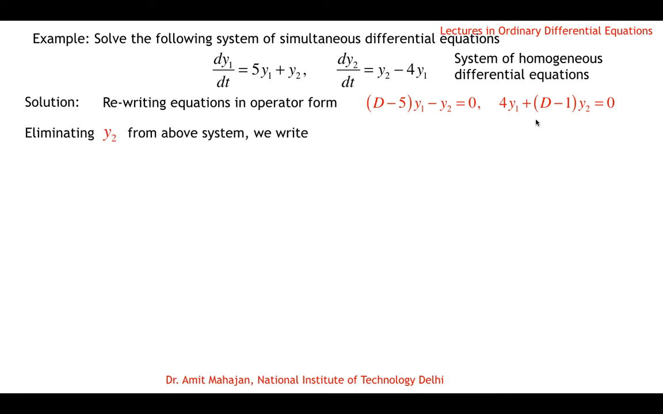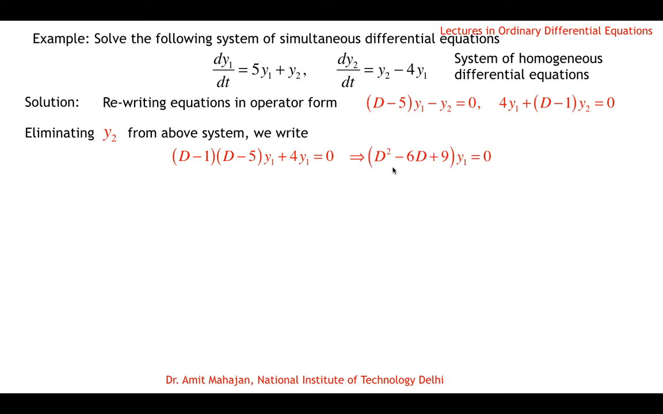So we eliminate y2. D minus 1 operated on this equation makes the first term (D minus 1)(D minus 5) y1, and we add the second equation to it, so plus 4 y1, and the second terms will cancel out. Okay, so we have this equation. This operator we can solve to write it in the form of a homogeneous differential equation. So D squared minus 6D plus 9 operated on y1 equal to 0 is the homogeneous system of second order, first degree. And we know how to solve this.